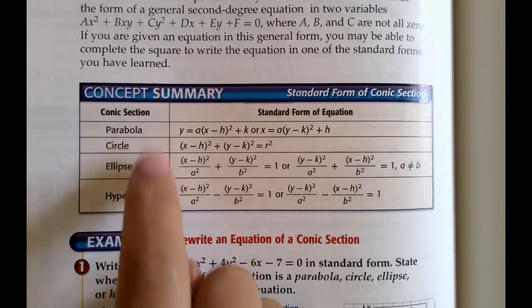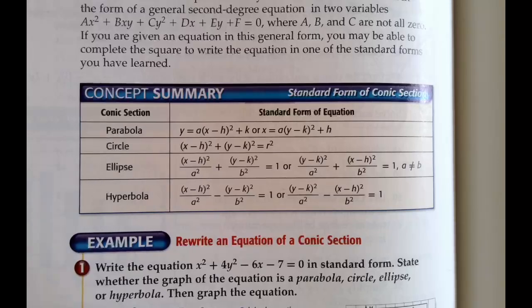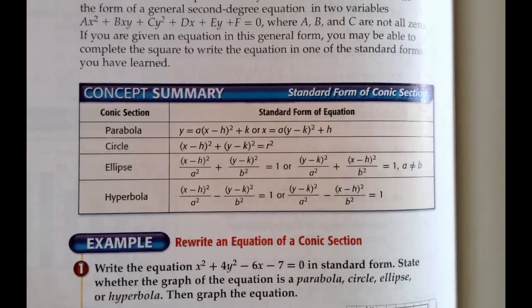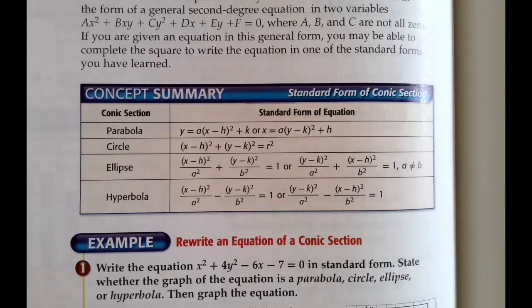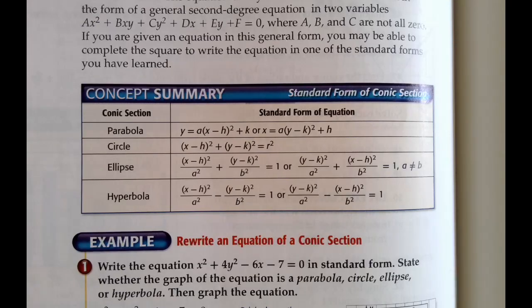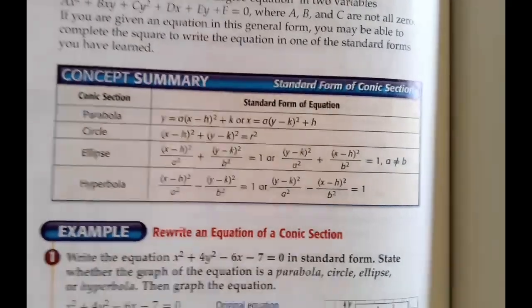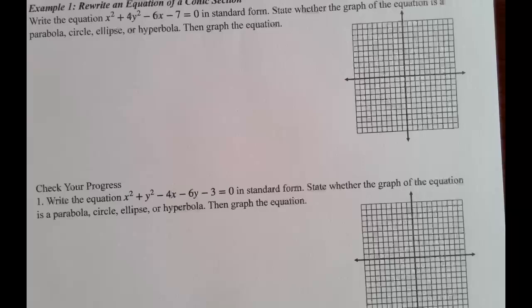Note that for your parabola, ellipse, and hyperbola, you have two versions of the standard form based on whether it is vertically or horizontally oriented. So keep that in mind. Okay, so we're going to start with example 1.